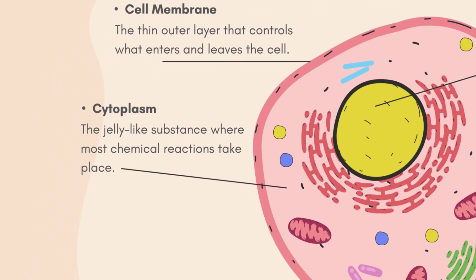Then comes the cytoplasm. It's a jelly-like fluid that fills the inside of the cell, and the cell organelles are suspended in it. So what's its function? It holds the organelles in place. It provides a medium where many chemical reactions take place. It also helps transport material within the cell. So it's like a fish swimming in water inside an aquarium. The water represents the cytoplasm and the fish represent the organelles.